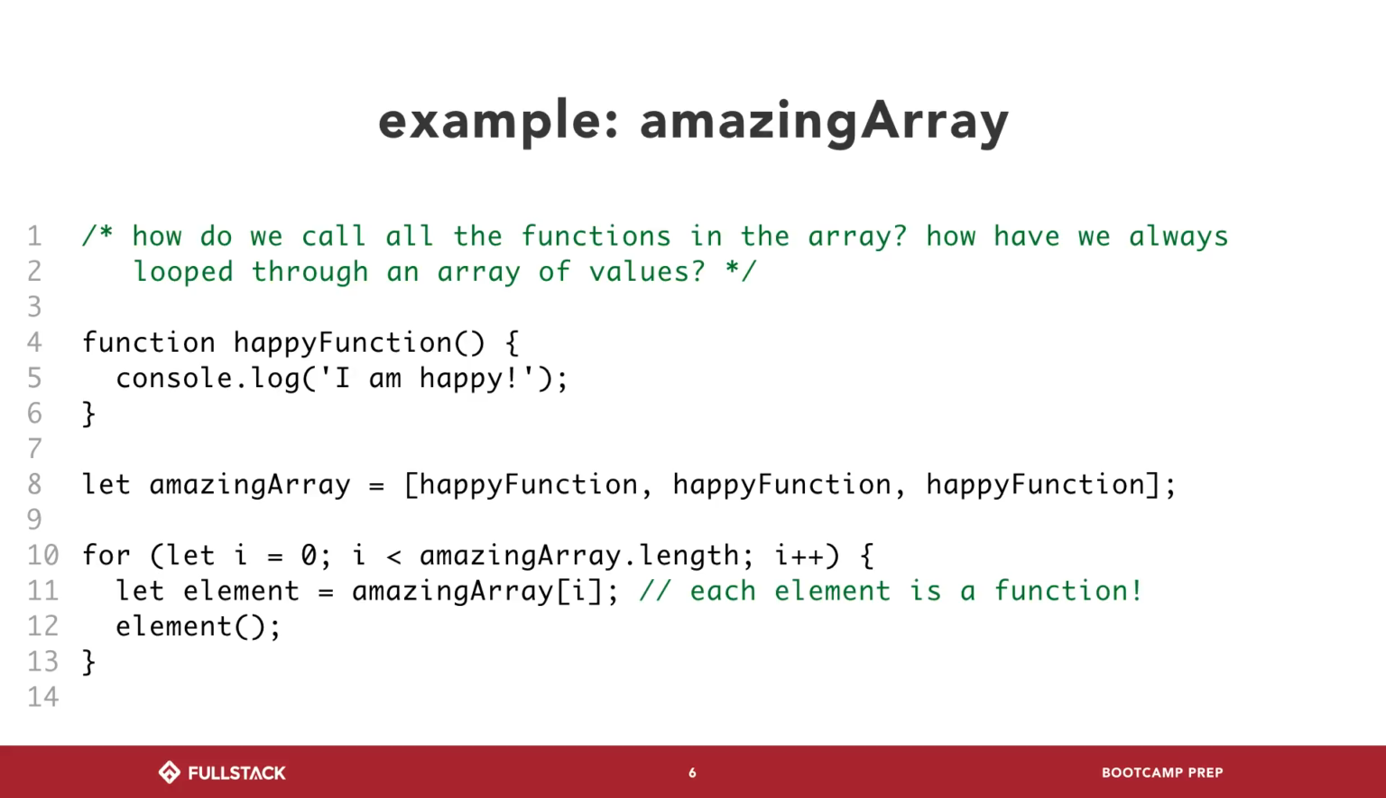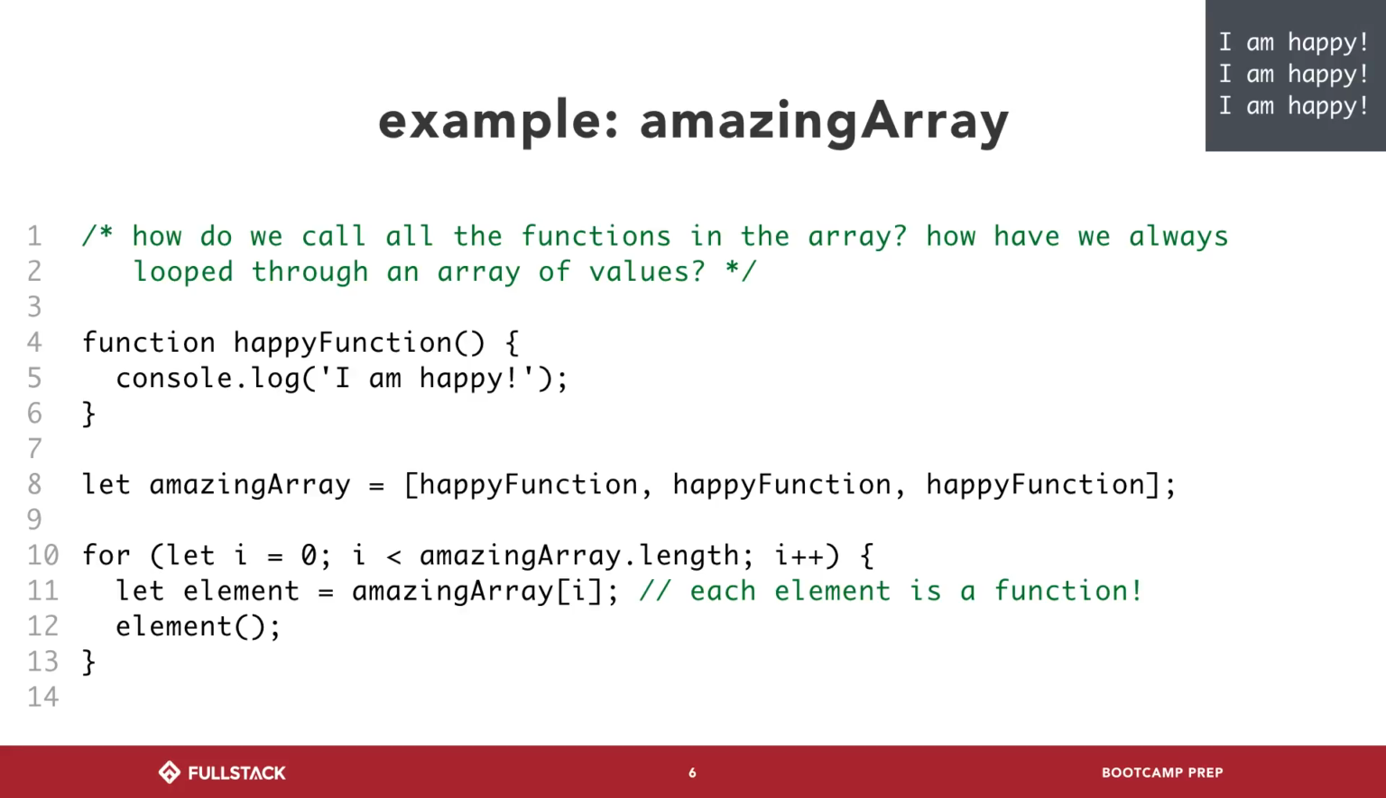So here, once we create our array of 3 functions, we can go through it, right? And lines 10 through 13 are just like any other for loop that we've seen. We start at index equals 0. We go through the entire length of the array, and at each element, we create this variable called element. We set it equal to amazing array index of i, and then we invoke it. Notice how amazing array index of i is a function, so element now becomes a function.